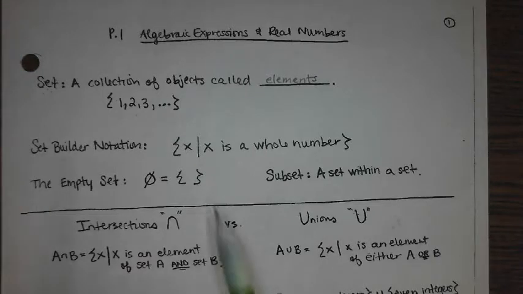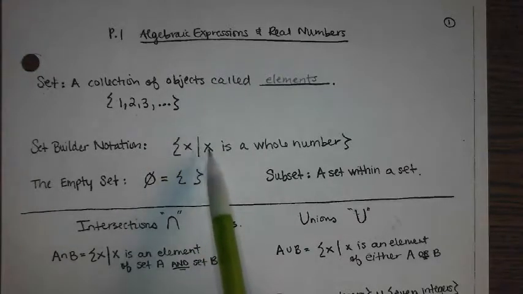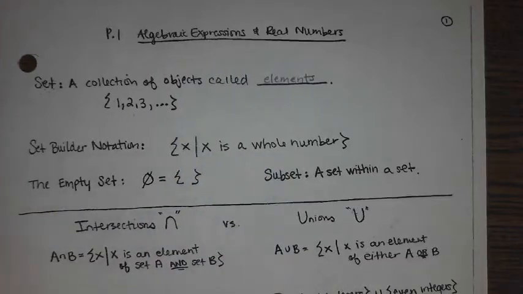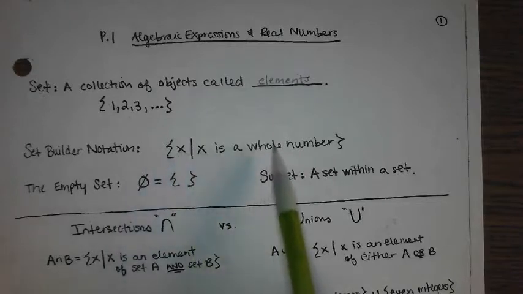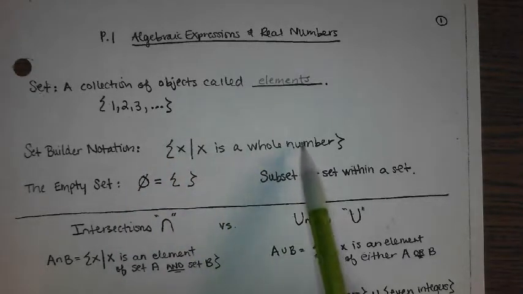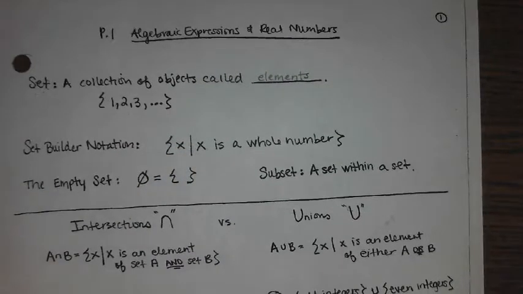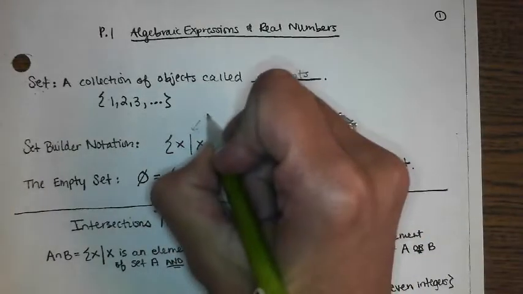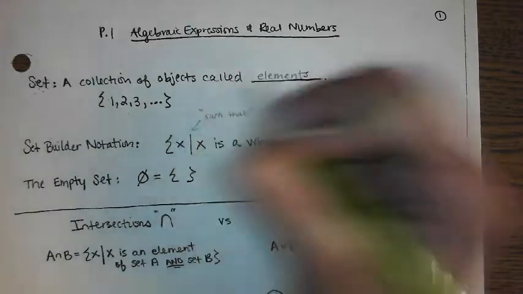Anyway, all right. Set builder notation. So this is the set of all x's such that x is a whole number. That's how you would read that. So if this were the answer to a question, your solution would be all x's such that x is a whole number. In other words, it's just saying that you're talking about whole numbers. So when we read that, we use the term such that.